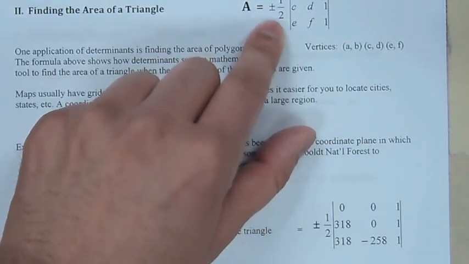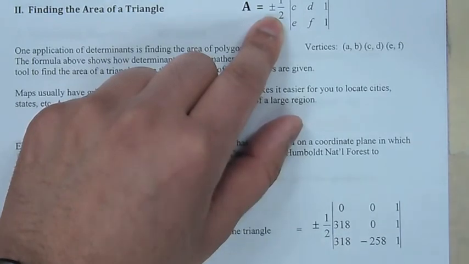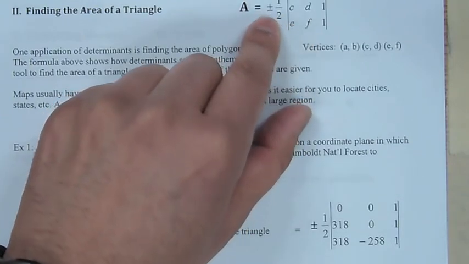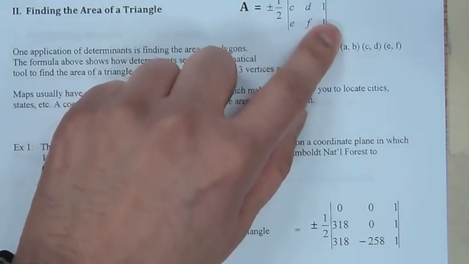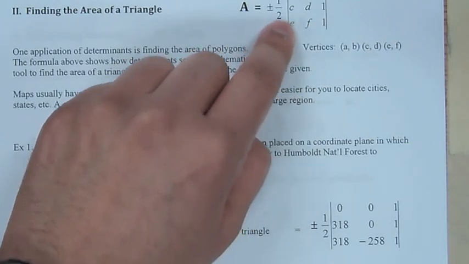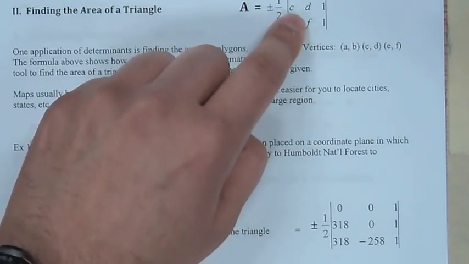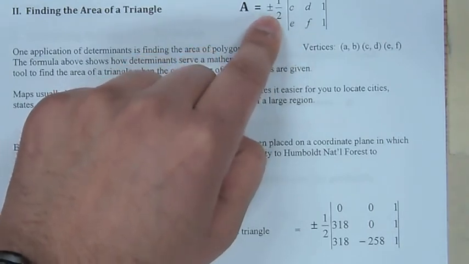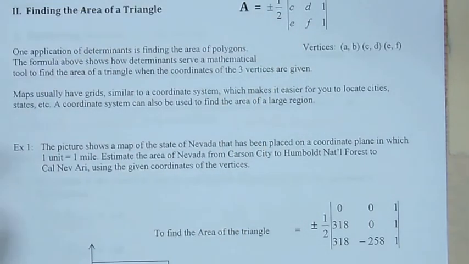Now we've got a plus or minus 1/2. Well, what's with the plus or minus 1/2? If the determinant of this ends up being negative, you multiply by -1/2 to get a positive value for the area. If this determinant ends up being positive, then multiply by +1/2 to get the value of the area. The reason we give that option is because we can never have a negative area, so we have to do it this way. So here's a quick little example.